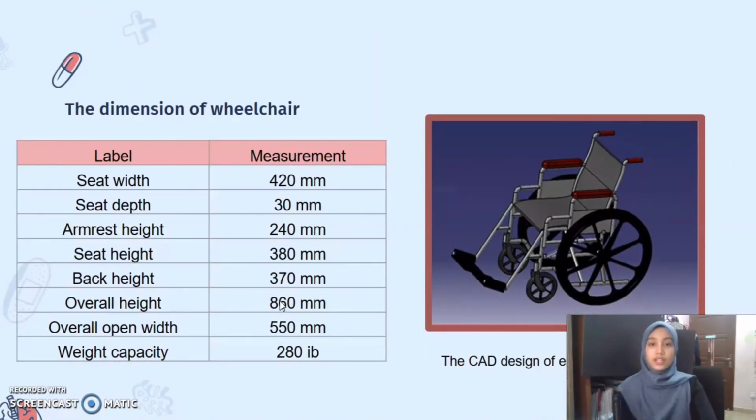This one is the dimension of the wheelchair using the CATIA software. Each part of the wheelchair itself has its measurement, which is in millimeters. So the overall height of this wheelchair is about 860 millimeters, and the width of the wheelchair is about 550 millimeters.